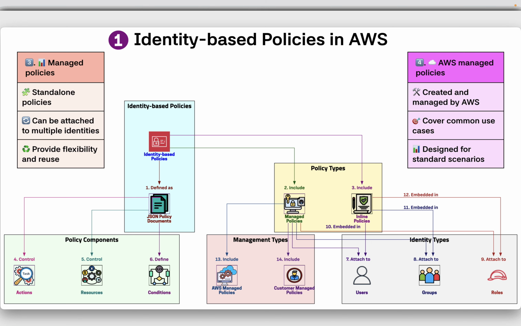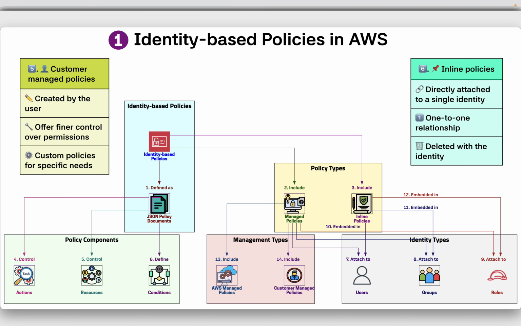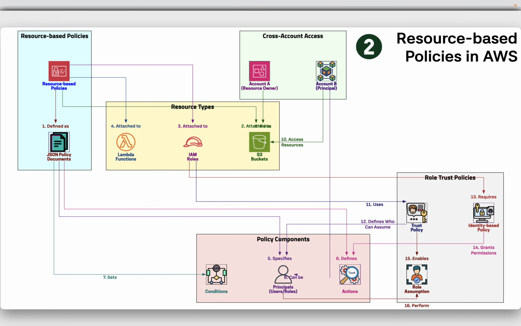AWS managed policies are created and managed by AWS. These policies are designed to cover common use cases and scenarios. Customer managed policies are created by the user, offering finer control over the permissions and policies applied to identities. And inline policies are directly attached to a single identity, ensuring a one-to-one relationship, and are deleted with the identity. Next type is resource-based policies in AWS.